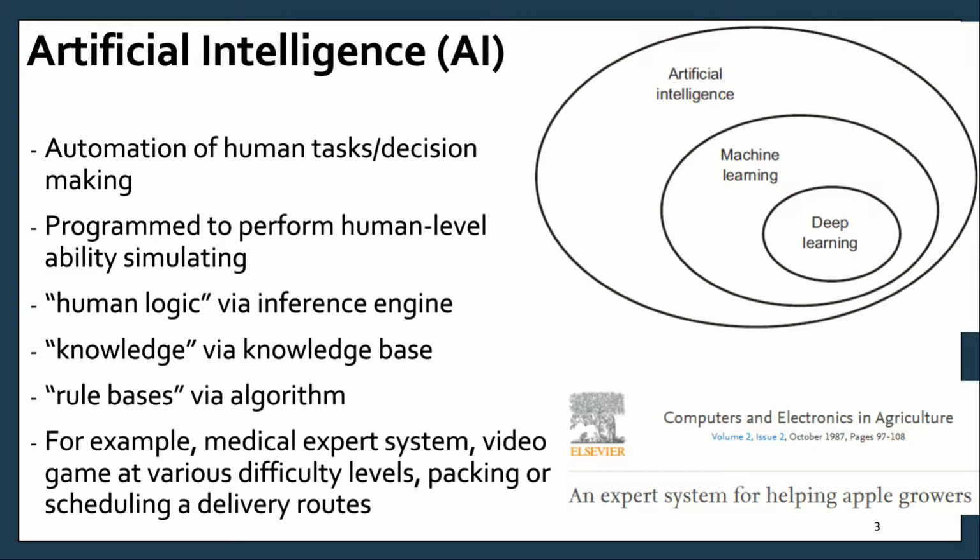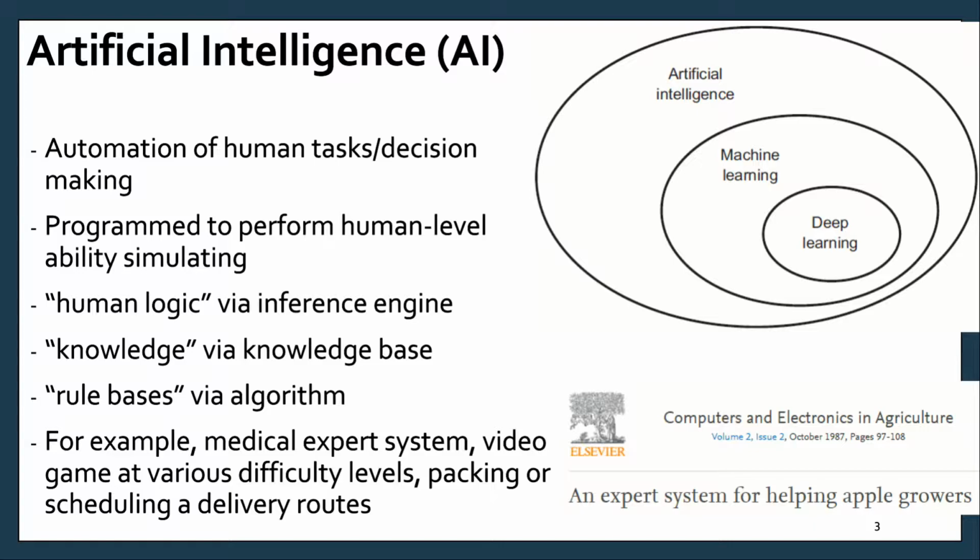Okay, so we can first talk about AI. AI, artificial intelligence, the goal is to simulate human-like tasks or decision making, right? And we want to automate that. It can be programmed to perform at human-level ability, simulating human logic, knowledge, and rule bases, using the inference engine, knowledge base, and algorithms. And we have a lot of different use cases for that, for video games, medical expert systems, delivery routes, okay?